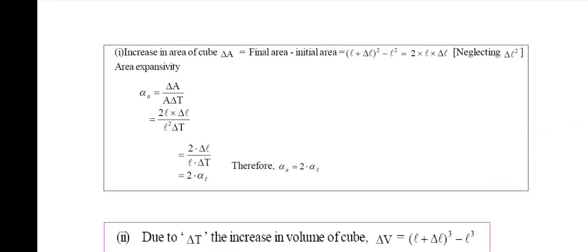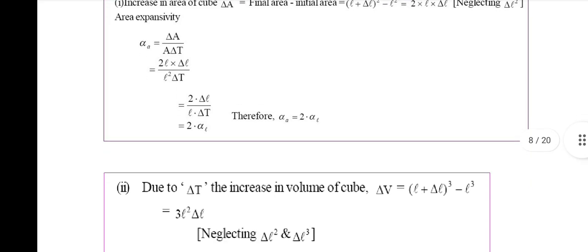Now, the increase in area of a cube is delta A, final area minus initial area, which is equal to 2 L delta L. Area expansivity is delta A divided by A into delta T, which is 2L delta L divided by L square into delta T. Therefore, alpha A, the areal expansion, is equal to 2 alpha L.